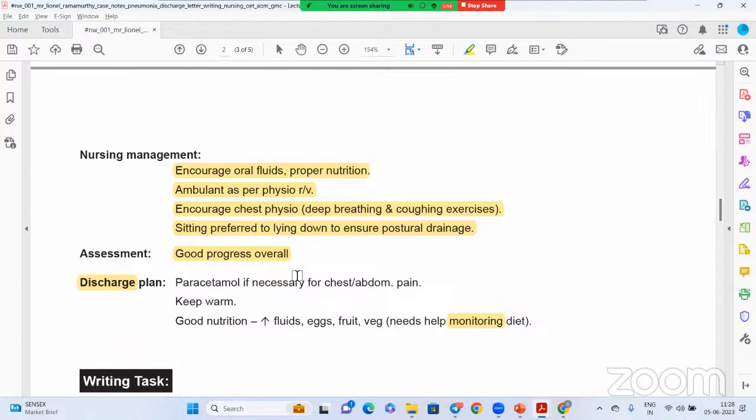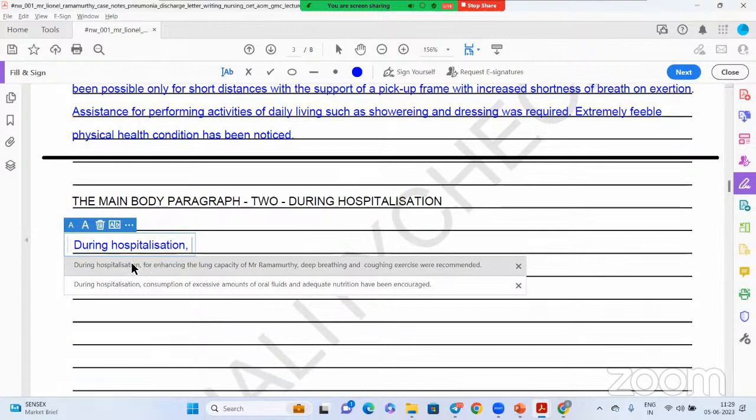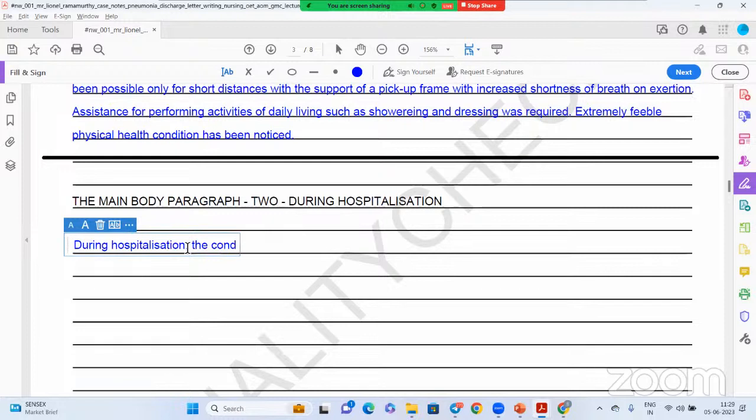So now let us see here. His condition has improved. His inflammatory markers are back to normal. So his breathing problems have been resolved. Okay, breathing problems have been resolved. So now let us see here. During hospitalization, the condition has been stabilized and the breathing problems have been resolved. So, during hospitalization is present tense. This is past tense, everything past here.